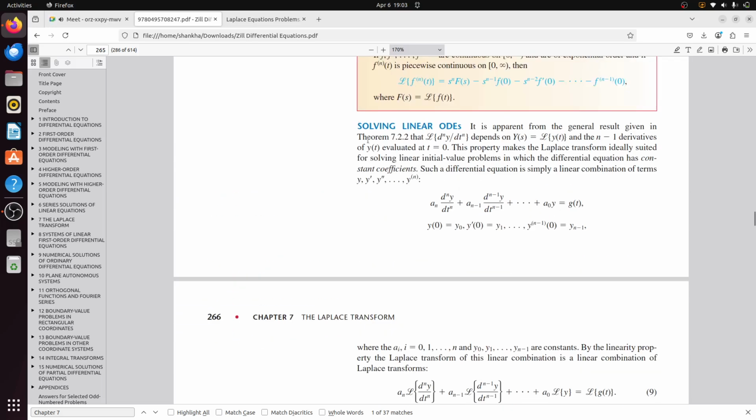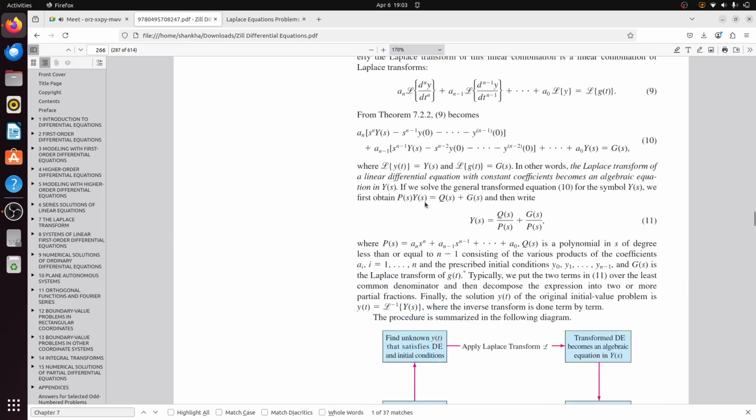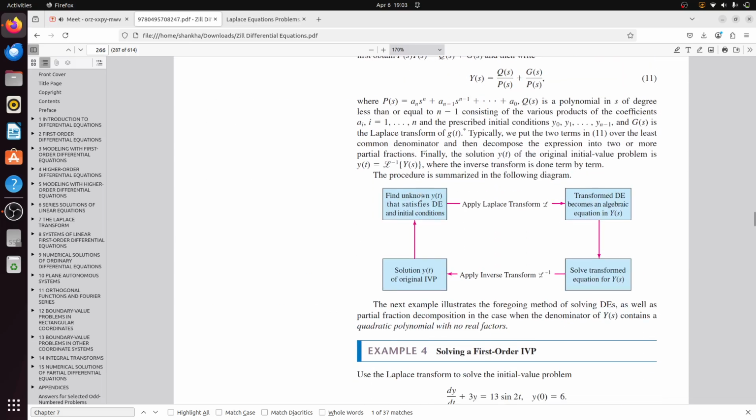So we will also solve linear ODEs using Laplace transformation, and I think sir has already discussed these things. So this is the flow chart. Find the unknown y(t) that satisfies the differential equation and initial condition, apply Laplace transformation, the transformed differential equation becomes an algebraic equation, solve the transformed equation for Y(s), apply the inverse, and you will get the solution y(t) of the original IVP.